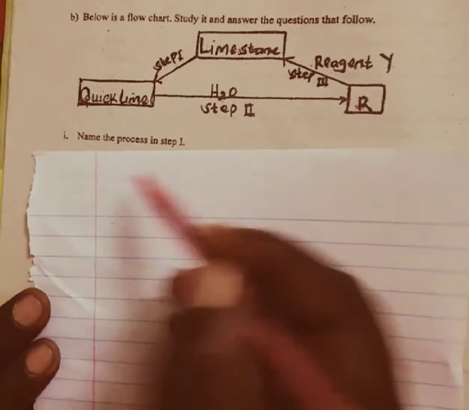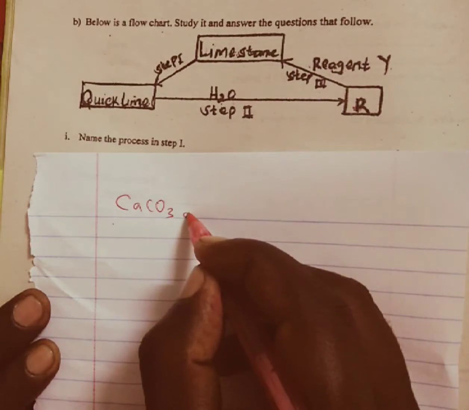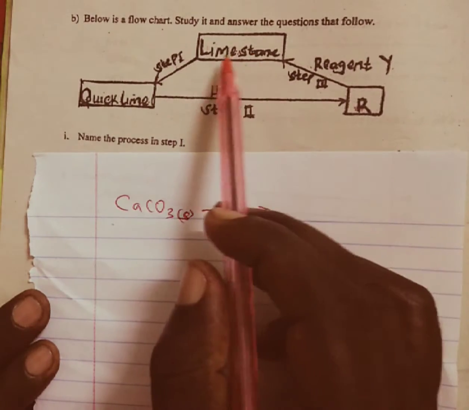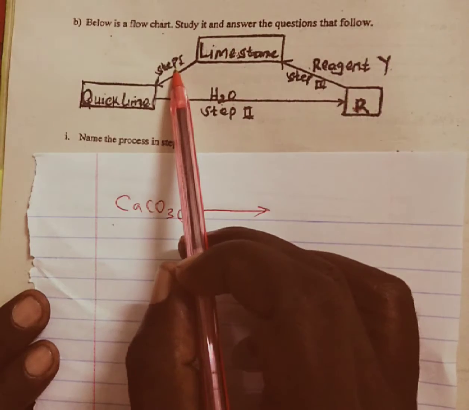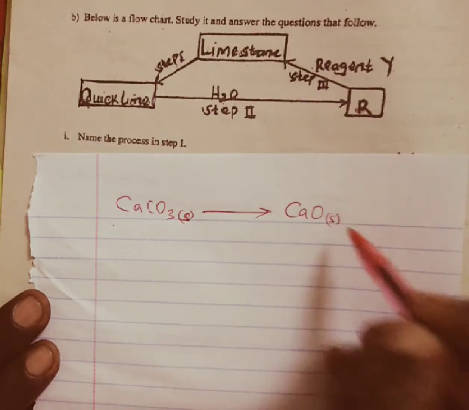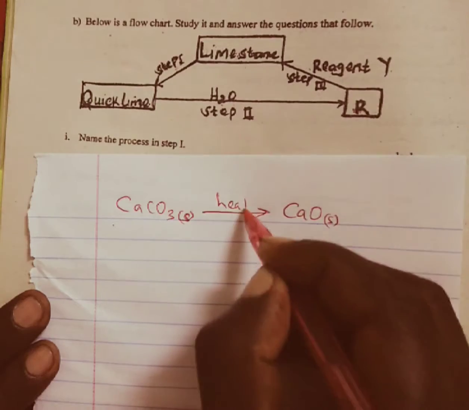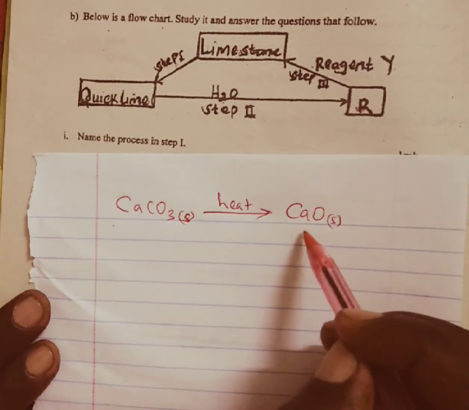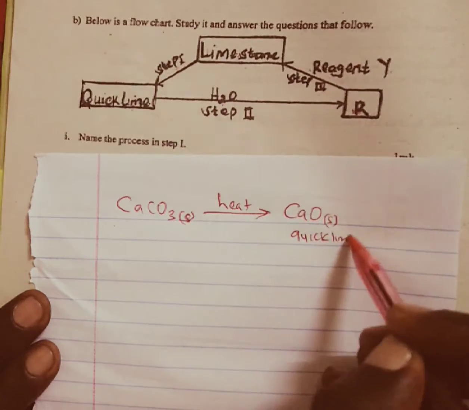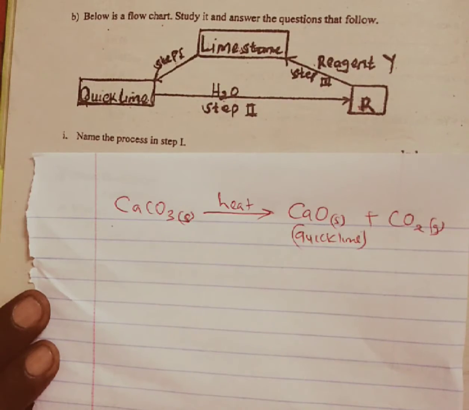So we have limestone or calcium carbonate, which is a solid. Calcium carbonate or limestone undergoes step 1 to give us quicklime, and quicklime is calcium oxide. So to get quicklime from limestone, we usually heat limestone to give us quicklime, or what we can call calcium oxide. So quicklime plus of course carbon 4 oxide, since this is a carbonate.